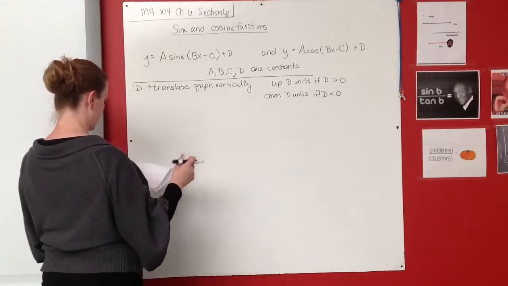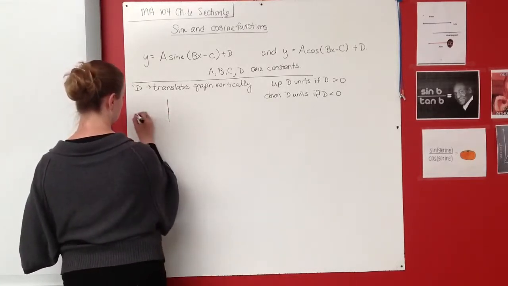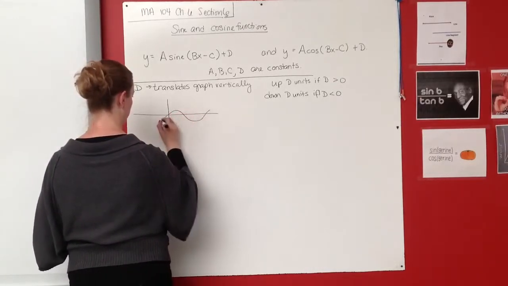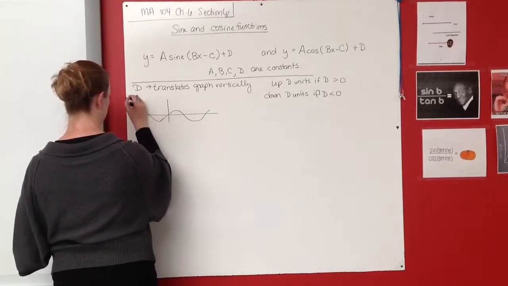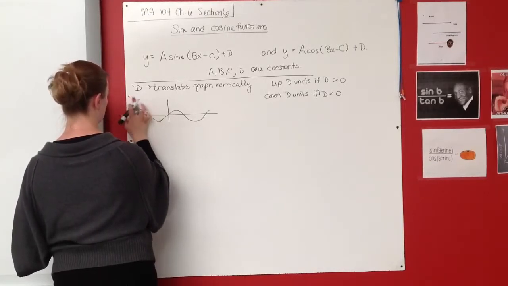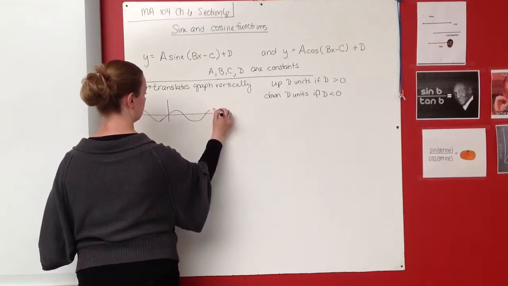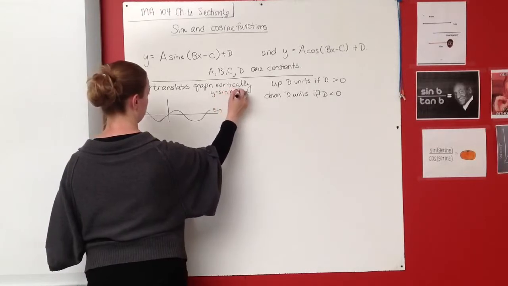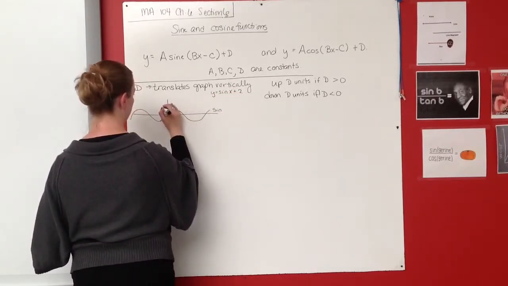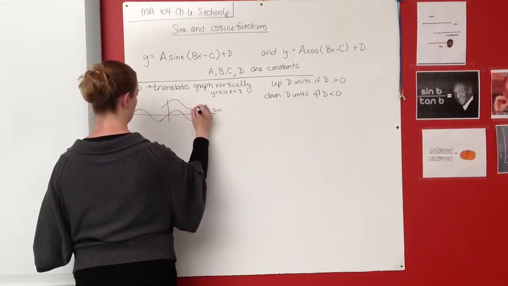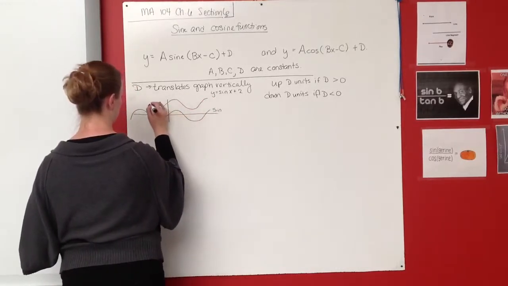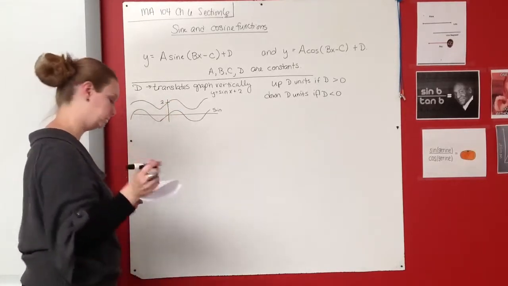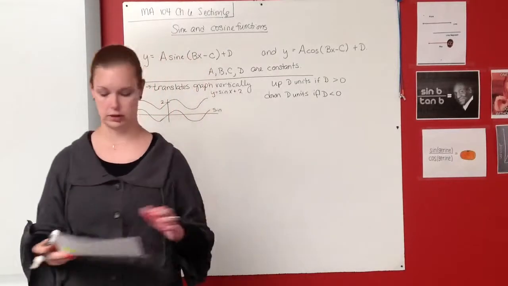So, for example, if you had a sine graph, and I'm not going to put the coordinates on here at this point, I don't want to spend too much time. Let me label this sine of x. Then, if we had y equals sine x plus 2, it'd be the same graph, except it would be moved up 2 units. So d translates everything vertically.